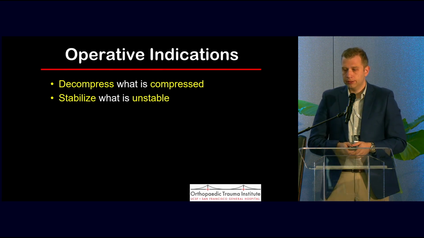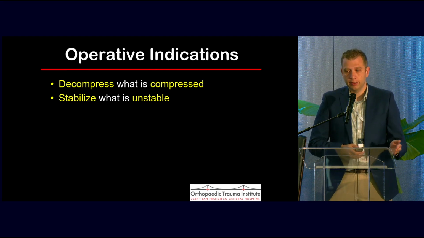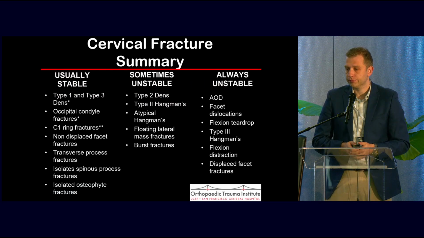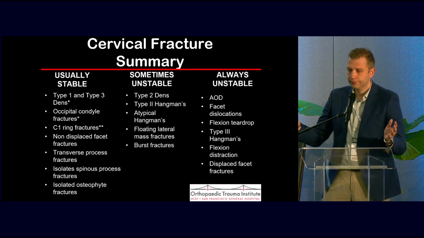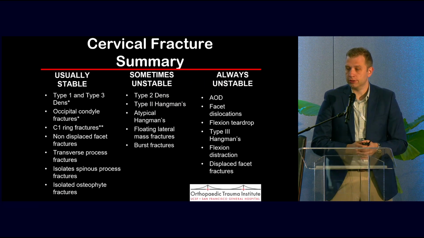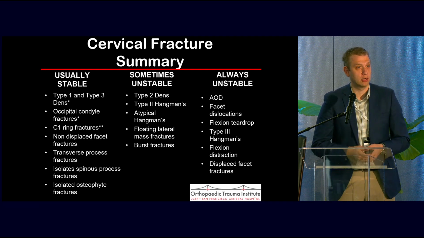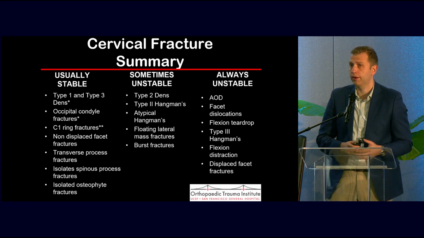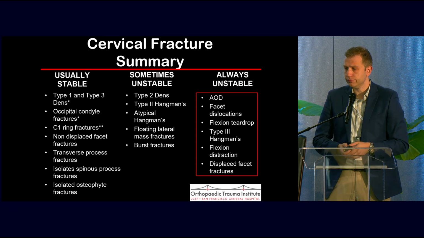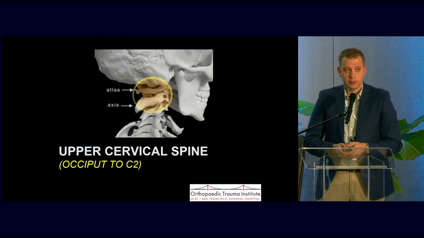So what do we do in surgery? We decompress what is compressed, and we stabilize what's unstable. And again, going into this cervical fracture summary, we'll discuss these kinds of fractures and see which ones are stable, which ones aren't stable, and give a general outline on how to manage them.